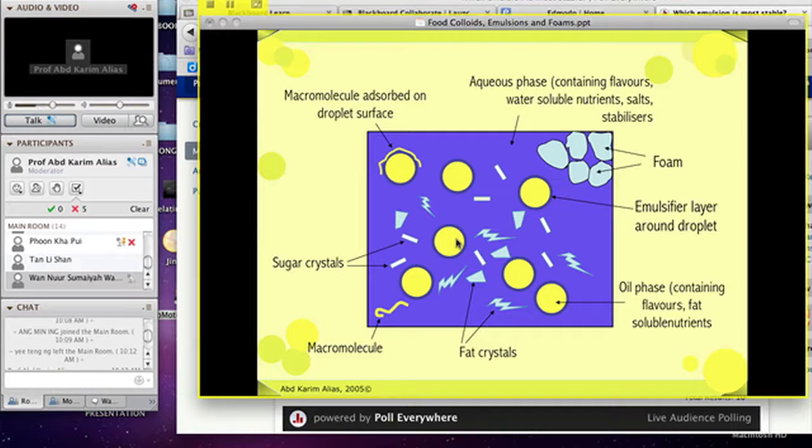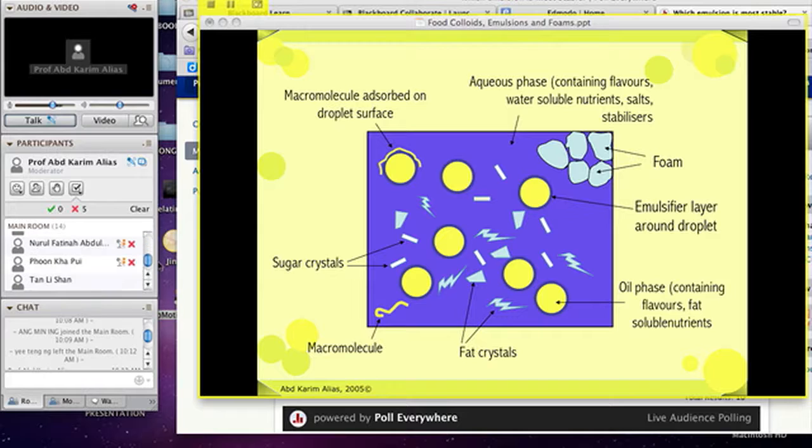Okay, so I've given you a reading assignment, or not a reading assignment, but for you to practice. Sorry, for you to read more about ice cream as a complex emulsion and foam system.